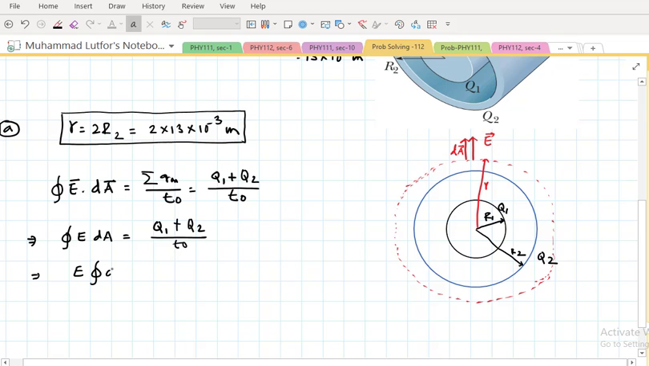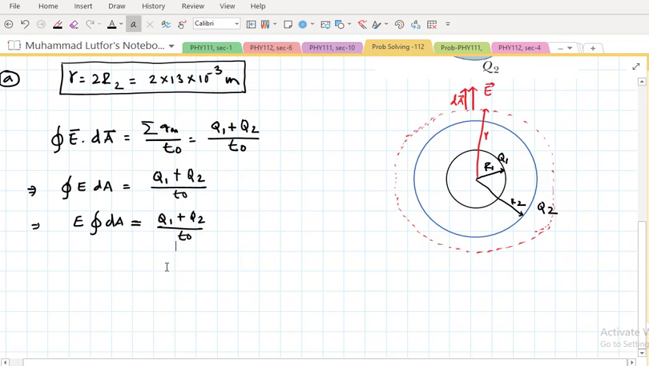If I integrate dA, I'll find the area, right? So what would that be? If you integrate, you will find that E times A equals Q1 plus Q2 divided by epsilon naught, where I have to find the area of that cylindrical shape, right? You have the idea of how I'm going to find the area of the cylindrical shape.